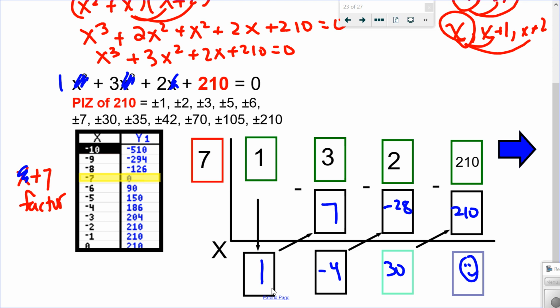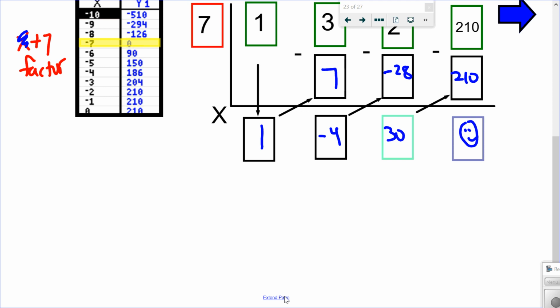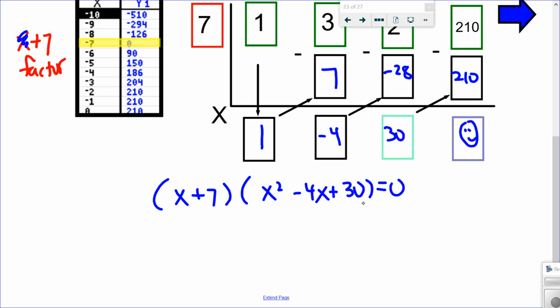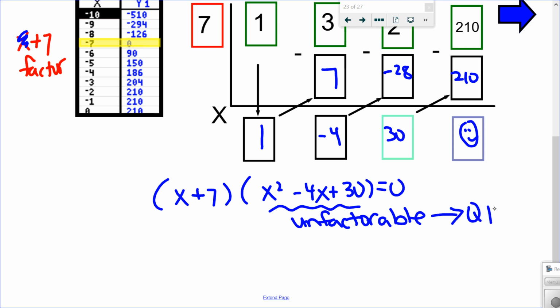So what this tells me is that this factors as x plus 7 times x squared minus 4x plus 30 equal to 0. Now, two numbers that multiply to 30 and add to negative 4, that's not possible. This is unfactorable. Now, that doesn't mean that there is no solution, but because it can't be factored, I know there's no integer solution. So if this was just a straight solving question, I would then take the quadratic formula and I would solve it. But since these are integers, this solution is not going to help me. So it looks like the only solution that will help me is x equal to negative 7.